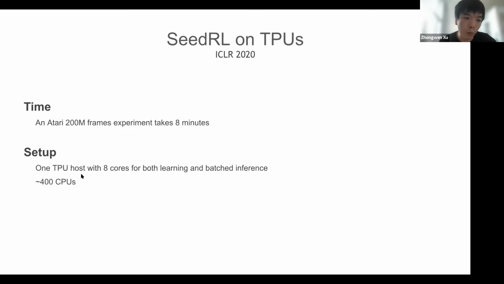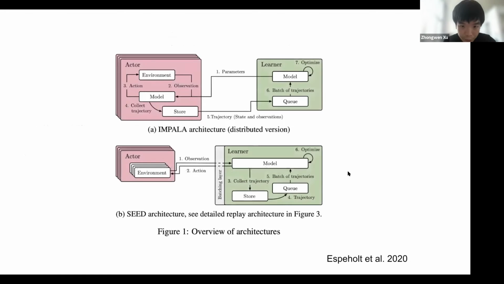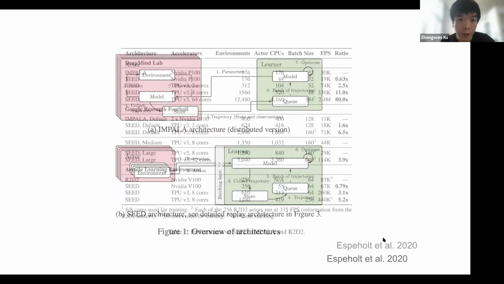So now with one TPU, 8 cores for both learning and acting inference, and a few hundred CPUs, people can really verify their research ideas, do innovation, and do iteration in a matter of minutes. Yeah, I won't go into the architecture. You can check it out in the paper.